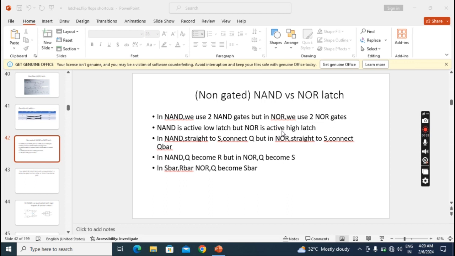So when we draw the logic diagram in a NAND latch, straight to the S we have to connect Q, but in NOR, straight to the S we have to connect Q bar. Suppose we observe the output: in NAND, Q is the same as input R, but in NOR, Q will be the same as input S. But in the S bar R bar latch, Q becomes the same as S bar.